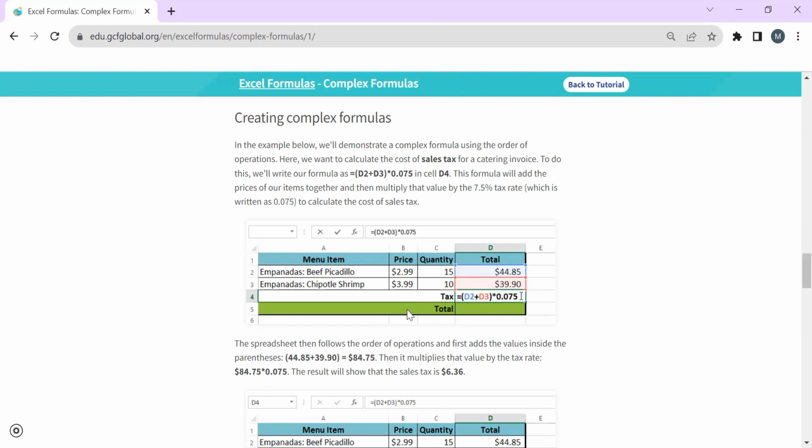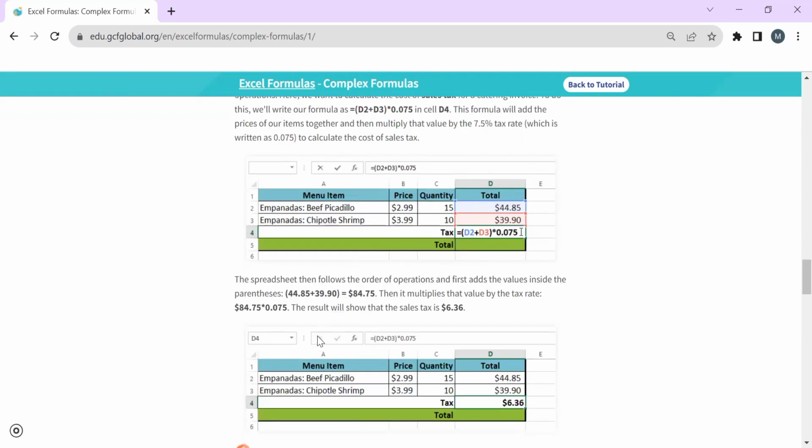So, sa D4, dahil yun yung gusto natin, mailagay yung total answer, yung tax na answer. So, di ba makita natin dito yung menu item, price, quantity, total. So, ayan, sa tax doon natin ilalagay sa D4. This formula will add the prices of our items together, then multiply that value by 7.5% tax rate, which is written as 0.075 to calculate the cost of sales tax.